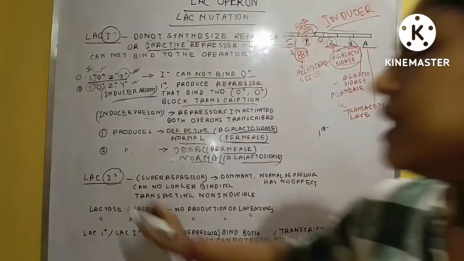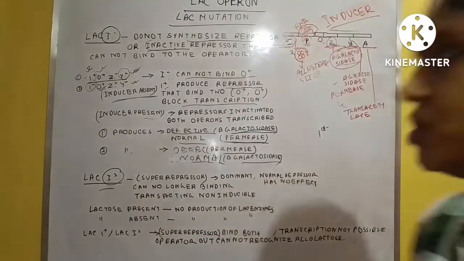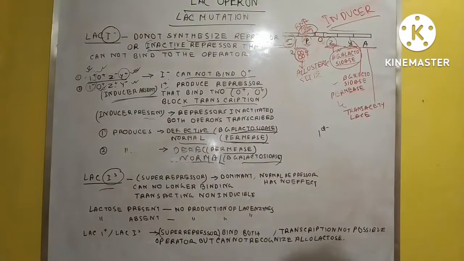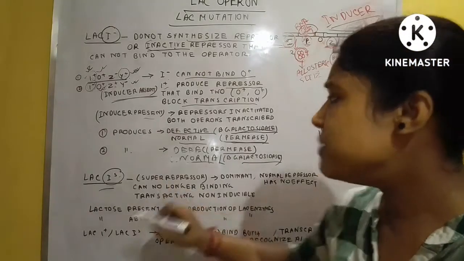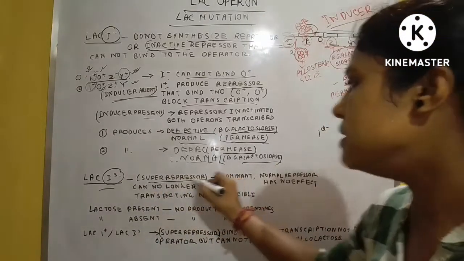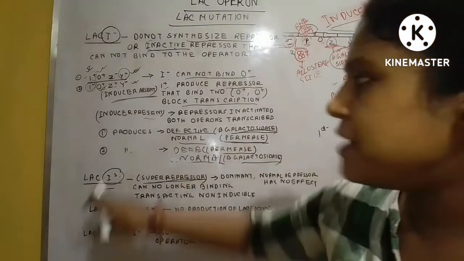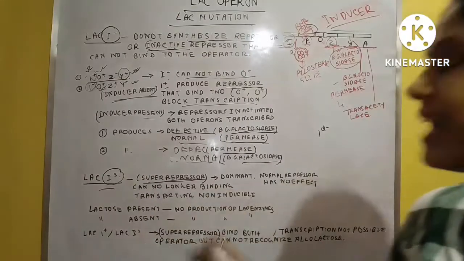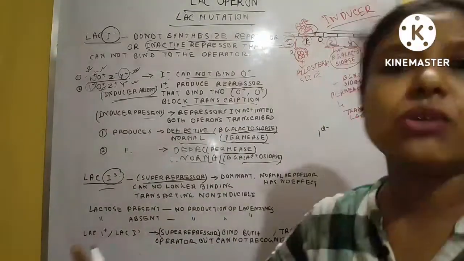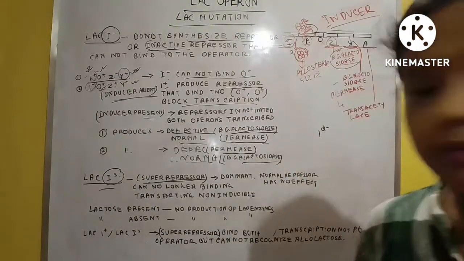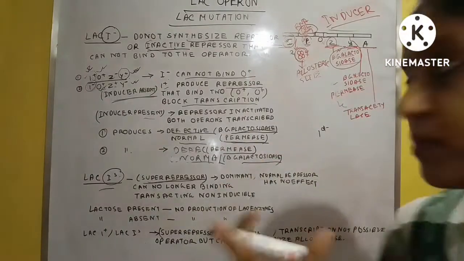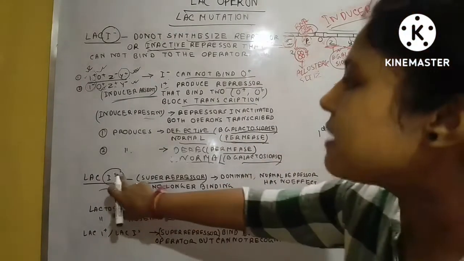The second one is the I S mutation. The mutation is again seen in the regulator gene. This S means the super repressor. This is called the super repressor, and it is very dominant. If this one is present, there is no need of normal repressor protein, because this is sufficient.